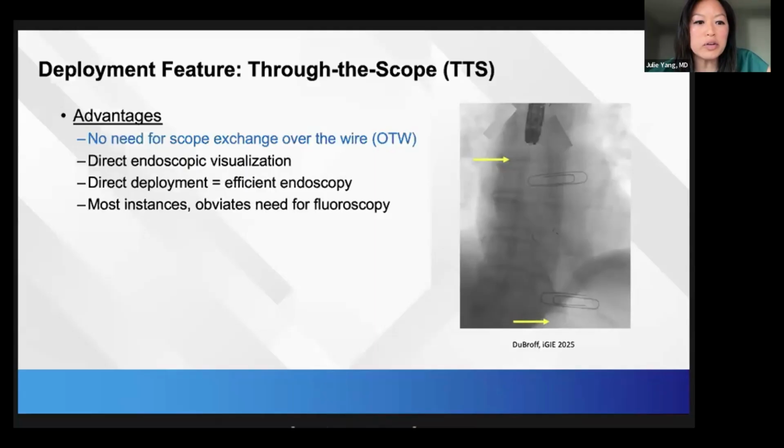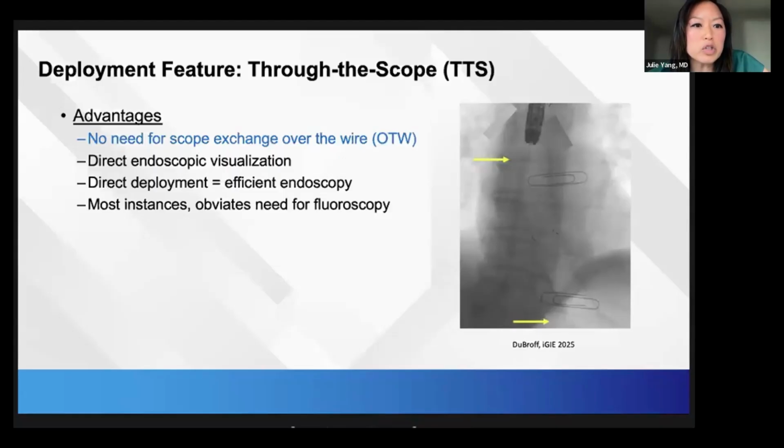It's not cumbersome, and it's akin to putting in a lumen-apposing metal stent the old-fashioned way, which is multiple steps, versus the current way, which is cautery-tipped, and you just go right in. So it just makes life easier. And so TTS is really that for esophageal stents.